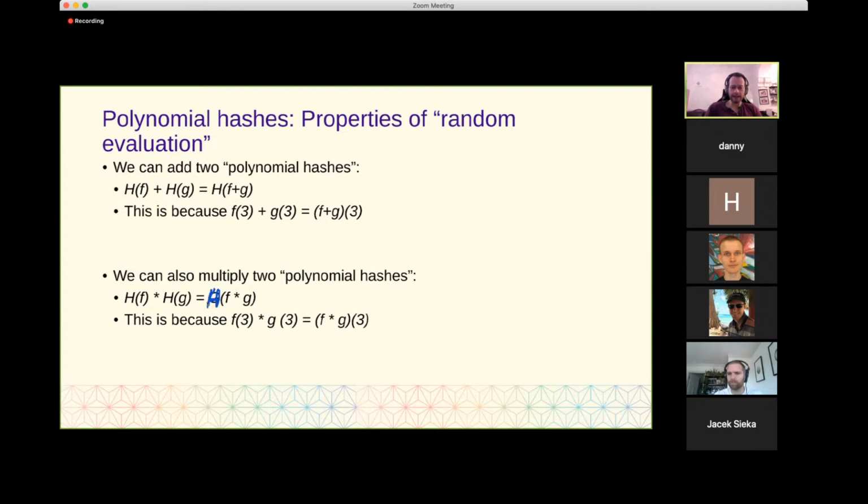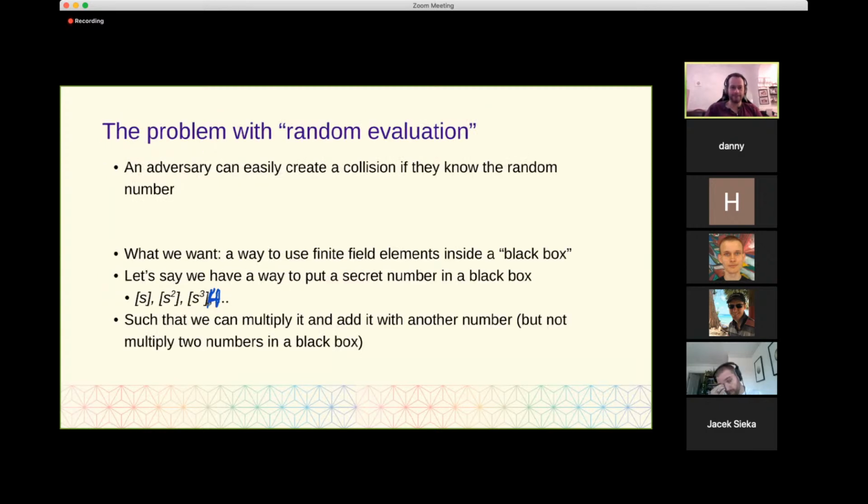Okay, so it looks like this idea has some fairly interesting properties. So that's nice. But the problem with it is that you can very easily create a collision if you know the random number. If you know that I'm going to evaluate it at a certain number, then if it's adversarial... before we just assumed it's just random polynomials and that works very well. The problem is if there is an adversary who tries to create a collision, then they can very easily do that, because they can just modify, for example, the constant term so that the two polynomials have the same hash in this case.